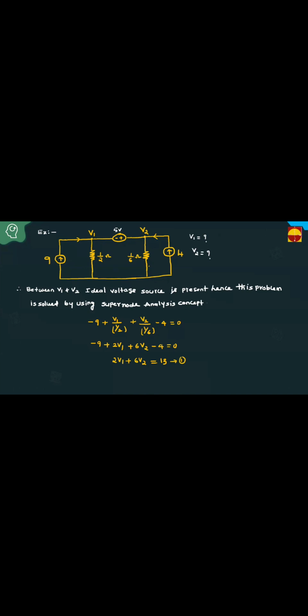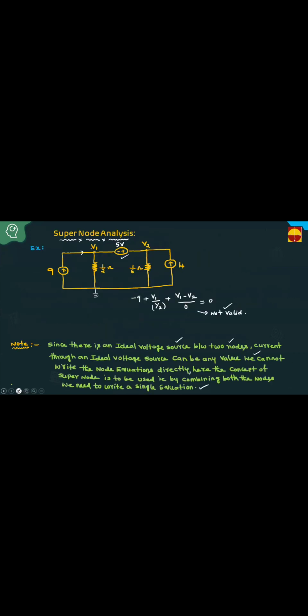But a point to remember: inside the supernode, KVL is applied. This is taken as a supernode. Sir, what is the supernode? Still you have doubt. If any floating voltage source or an ideal voltage source is present between 2 nodes, then it is taken as the supernode concept. Inside the supernode, that is inside this node, you have to apply KVL.